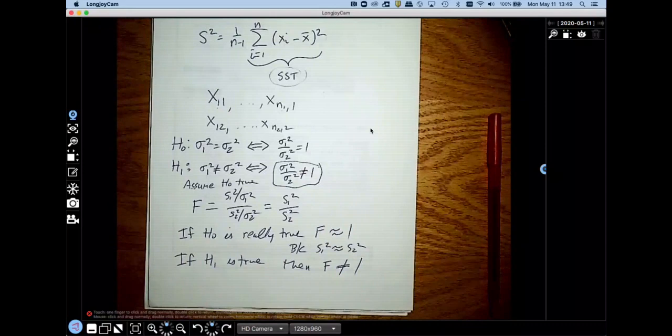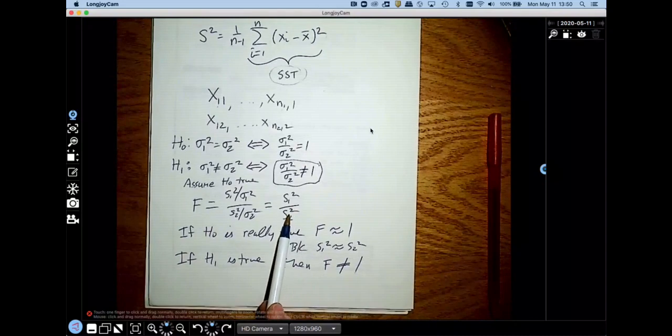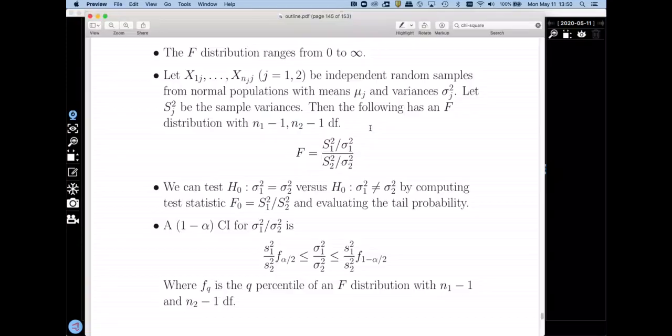So if S1 is much bigger than S2, then F would be much bigger than 1, or bigger than 1 at least. On the other hand, if S2 is greater than S1, then this thing is going to be close to 0. In either way, they're different from 1. So that's what we really need to evaluate.